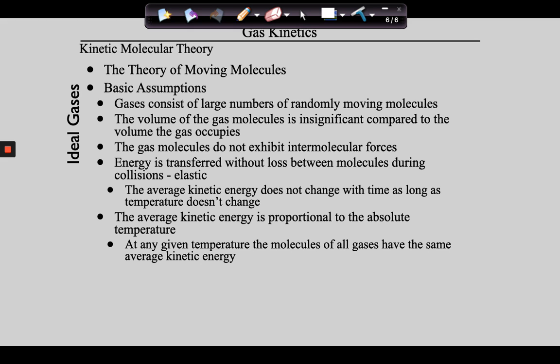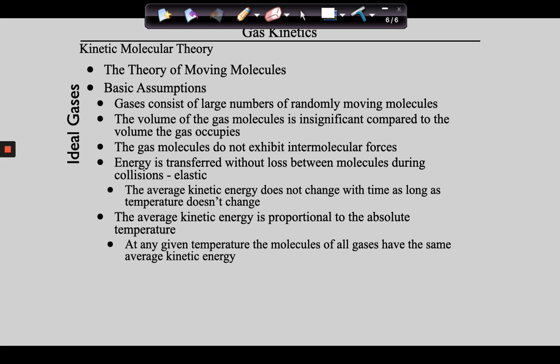And these are what are called, if you've taken physics, elastic collisions. But again, in our understanding of ideal gases, we pretend as if they don't slow down, they don't lose energy, and therefore the temperature doesn't change. Then guys, we've also talked about this idea that kinetic energy is proportional to temperature. Therefore, the hotter something is, the greater its kinetic energy is.